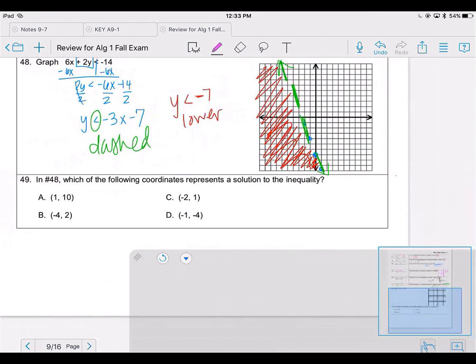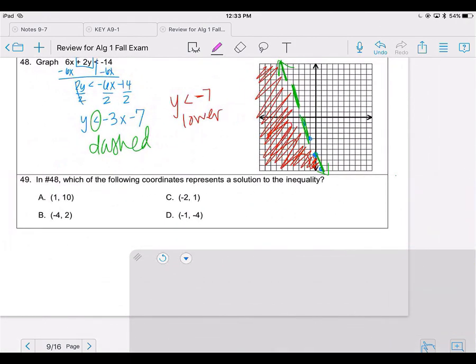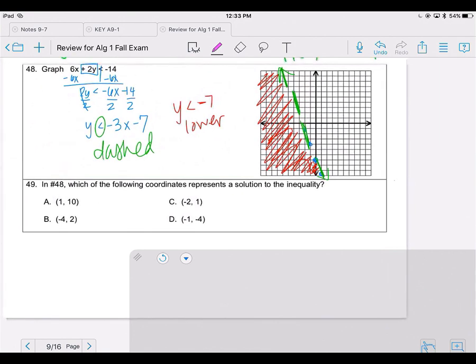Problem 48 asks us which of the following coordinates would represent a solution to the problem above. So if I plot these, (1, 10) way up here is not a solution. (-4, 2) up here is not a solution. (-2, 1) here is not a solution. And (-4, -1).